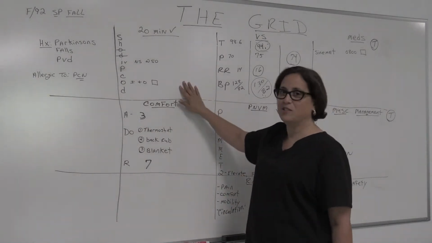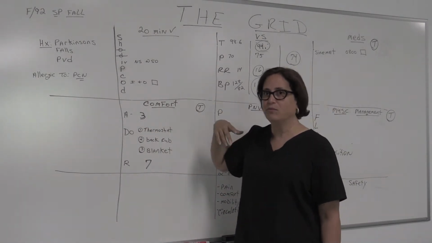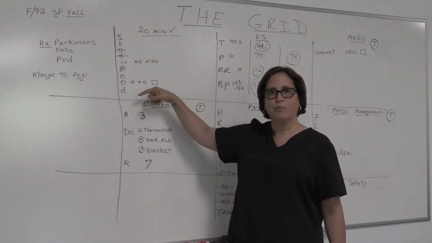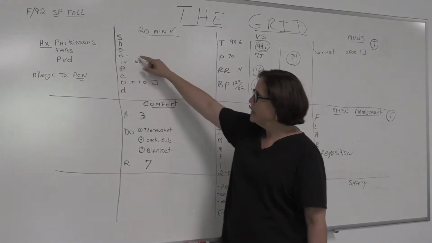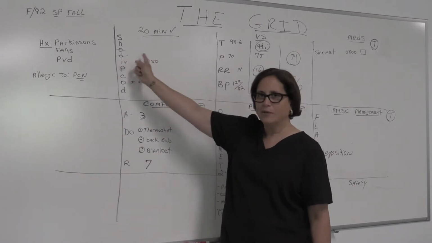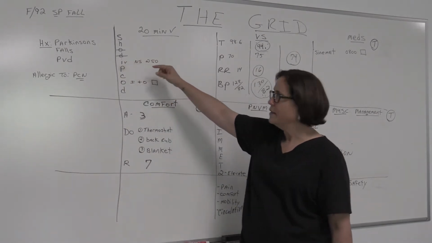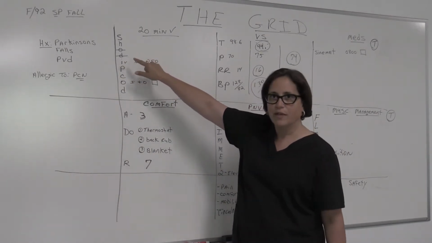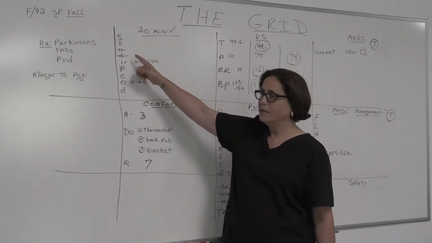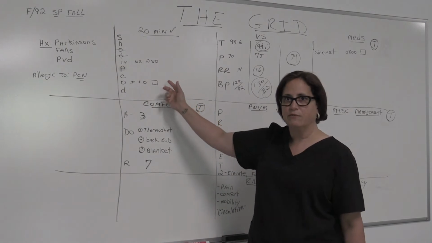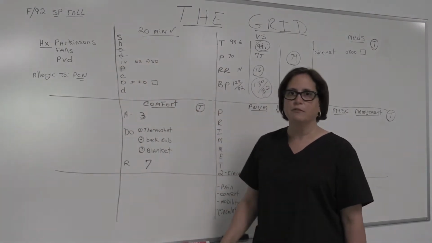So, we have the 20-minute check. What I did when I tested was, if something did not apply to my patient, I just put a line through it. So in this case, my O and D, I put a line through it because it doesn't apply. My O is for oxygen rate, and let's say my patient's not on oxygen, doesn't apply. And my D is for drainage, patient doesn't have drainage, I went ahead and crossed it out.